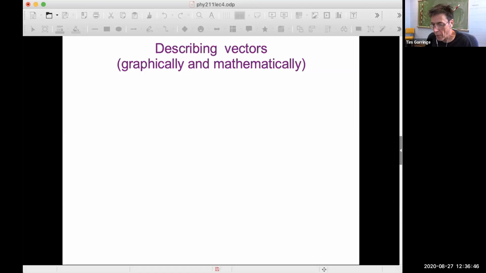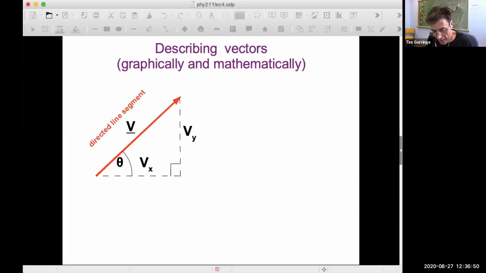So this slide is just about the language of vectors. And this is how we picture vectors graphically. We picture them as what we call a line segment. Here it is over here in red. It's really just an arrow. I mean, a directed line segment means an arrow.